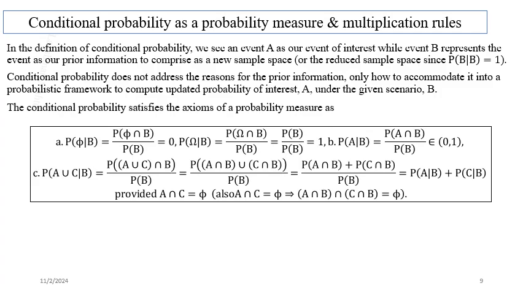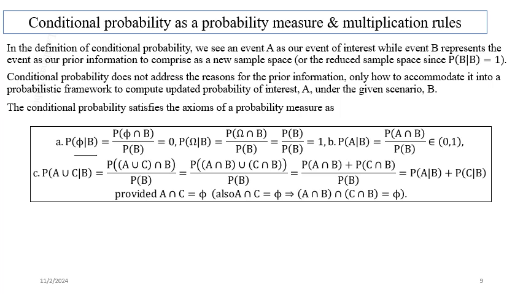Okay. So you can claim that the conditional probability of A given B also satisfies all the axioms of probability measures. What are the axioms? Probability of the null set is 0. Here we have to compute the probability of the null set given B. B is our given scenario, our new sample space. So what is the probability of phi given B? It would be probability of phi intersection B divided by probability of B. And what is the intersection of phi with B? It is phi. That probability would be 0. 0 divided by non-zero things is always 0.